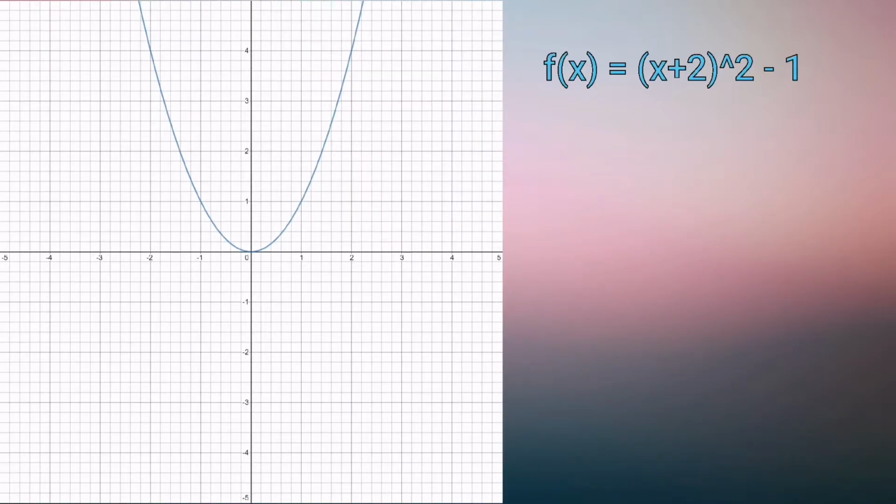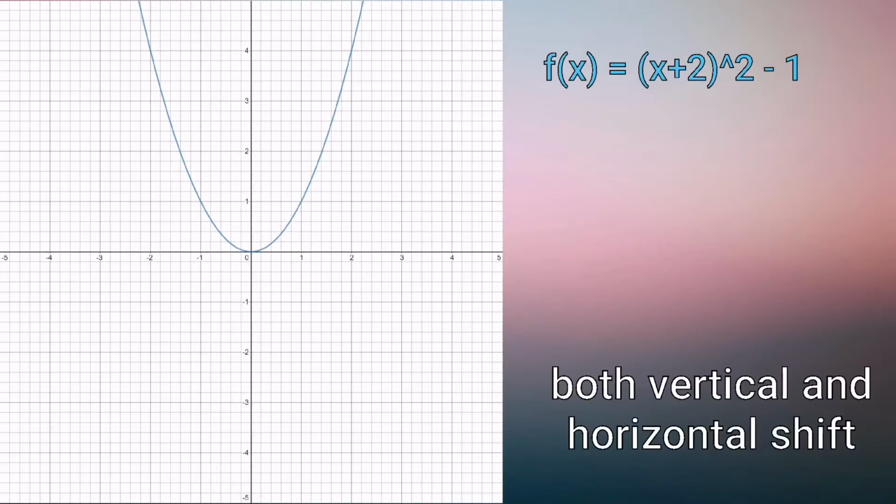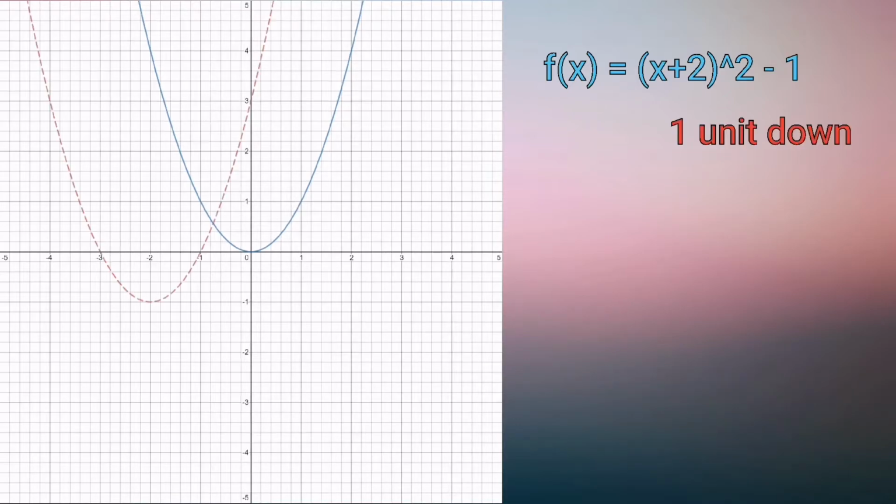For this example, we know that the function has a vertical shift of 1 and a horizontal shift of 2. So negative 1 moves the graph 1 unit down and positive 2 moves the graph 2 units to the left. And this is a combination of vertical and horizontal shifts.